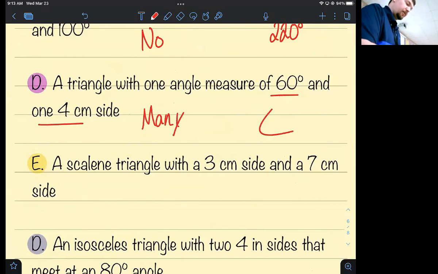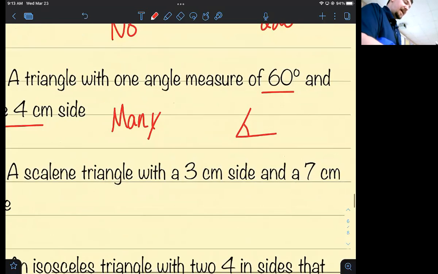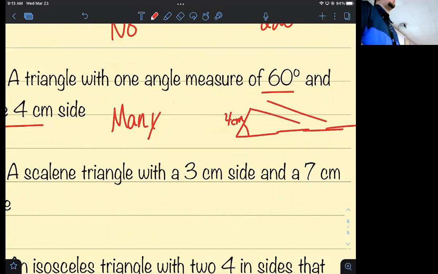Here's my 60-degree angle. Whoa, that just curved. I don't want to do that. There's my 60-degree angle. That's 60 degrees right there. I know that one side is going to be 4 centimeters, but I never told you how long the other side had to be. So you could make it as long as you wanted to. You can make it like that. You could extend it, make it like that. You could extend it. So everyone's triangle is going to look different for this one.